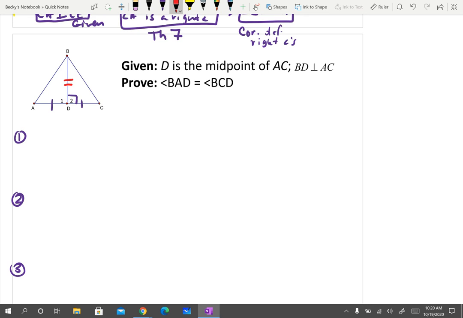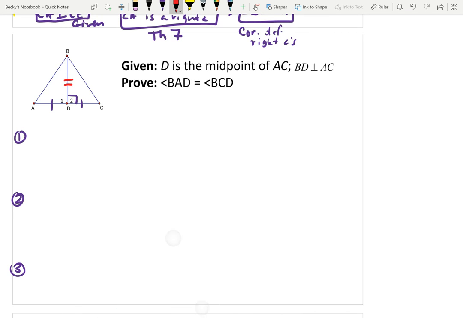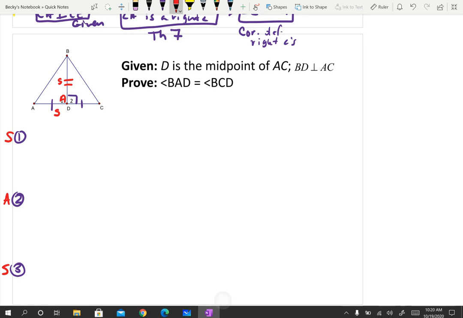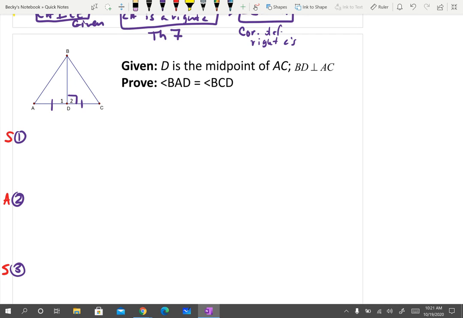So we have to mark that. I call that hidden information. We have to include that so we can determine how they're congruent to each other. So we have a side, we have this angle, and we have the side. So we are going to prove this by side, angle, side. And remember, these don't necessarily have to be in this order, but I always do them in that order just to help out. So let's start with the easiest, honestly, the reflexive side.